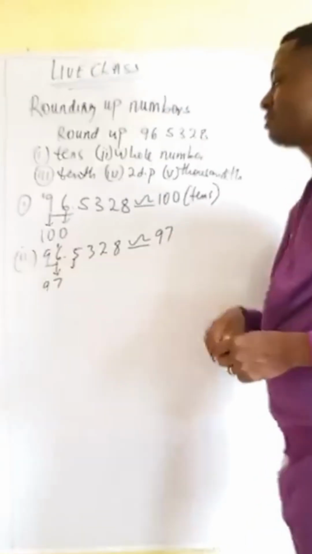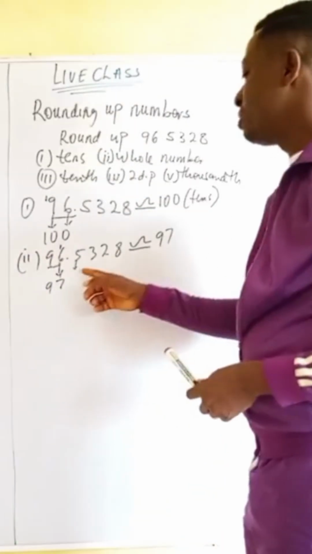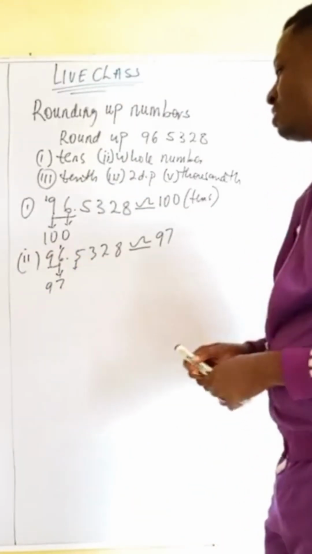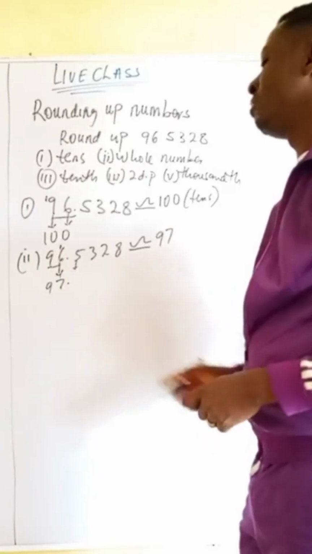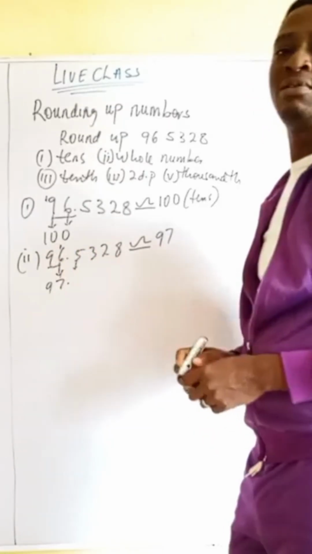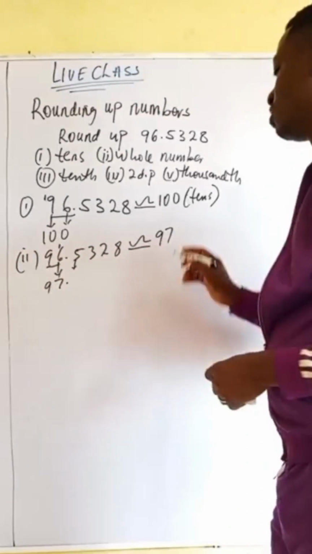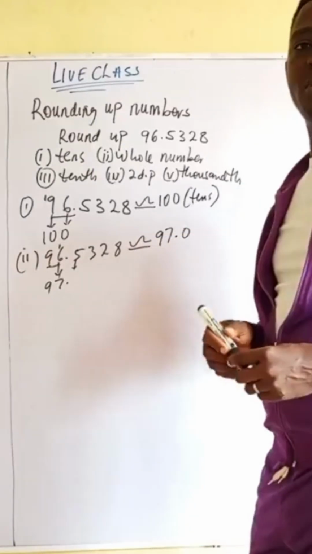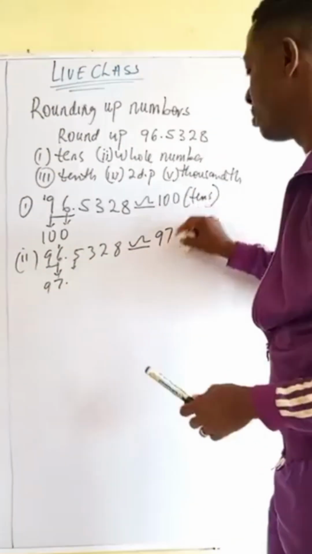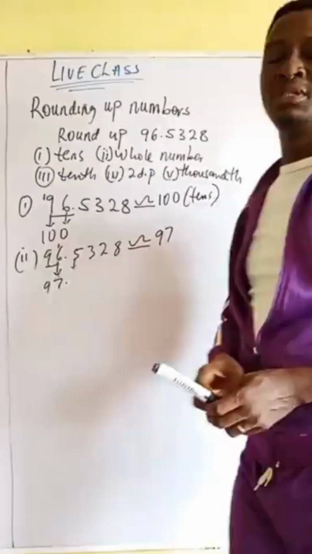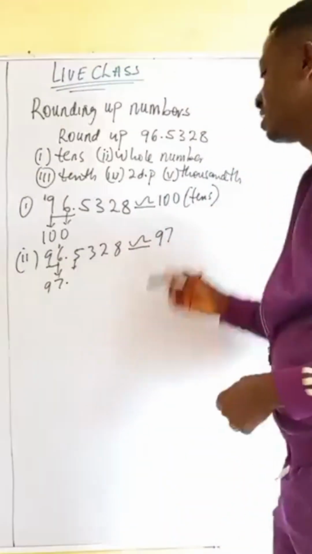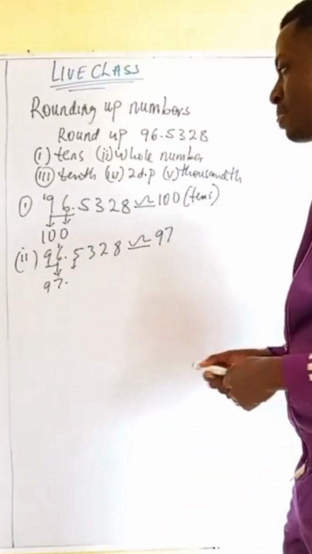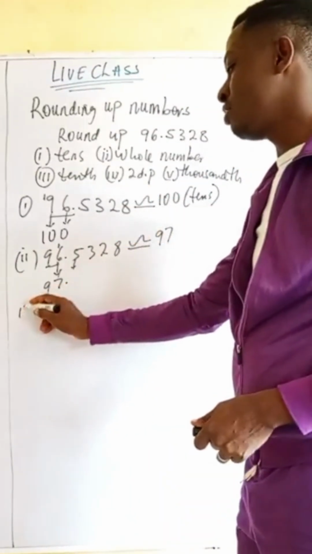Now look at this. We didn't replace these numbers with 0.0000, because everything here is in the whole number part. So putting 0.0 here is not necessary because this is already a whole number. So the answer is 97. So we move to the next one.